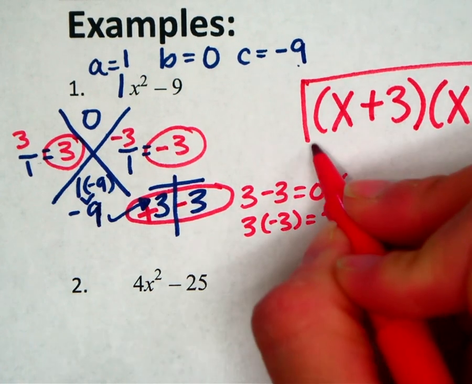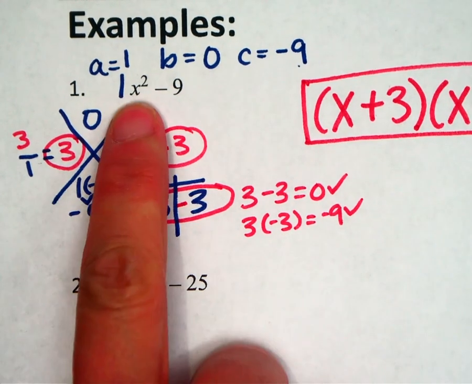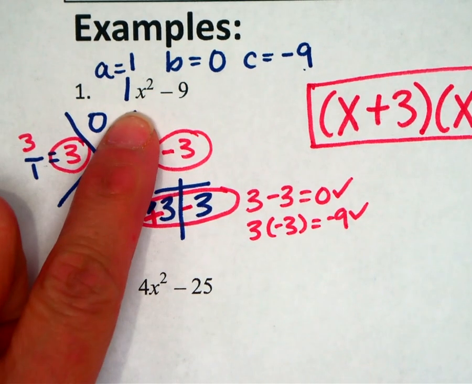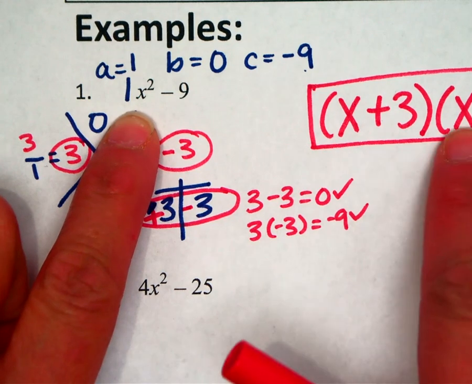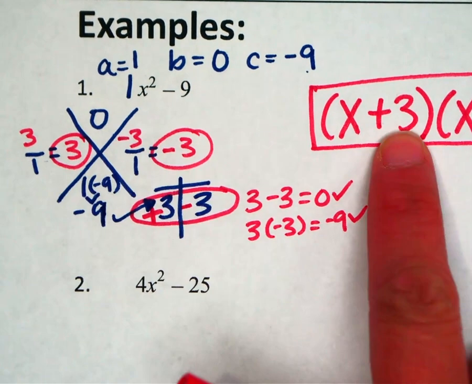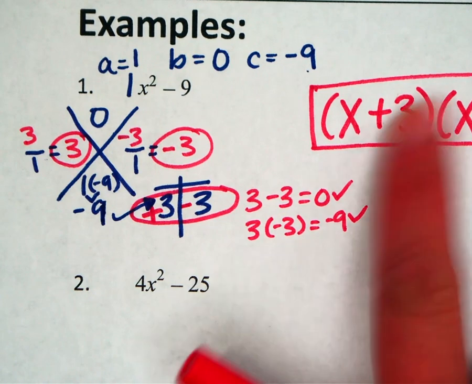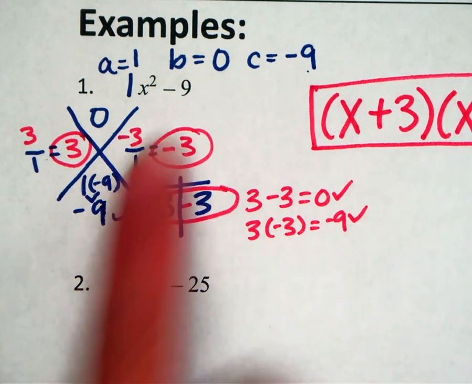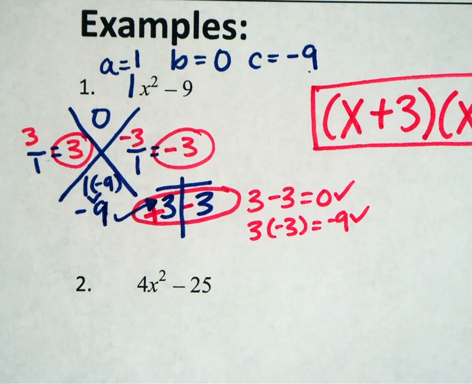If you can look at a problem and recognize that this is a difference of two squares, because the square root of x squared is just x, so the first term in each of them is x. The square root of 9 is 3, so both of these numbers are 3. One is a positive, one is a negative, in order for that middle term to cancel out to 0. So it's nice when a is equal to 1 and you can quickly identify that.